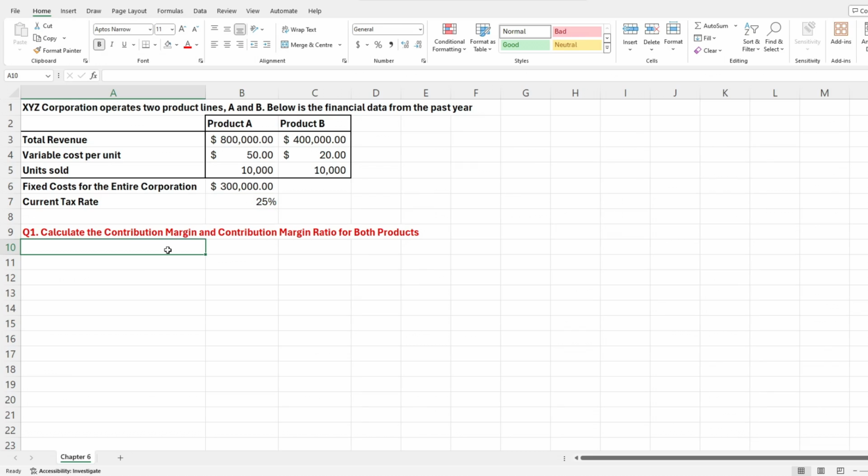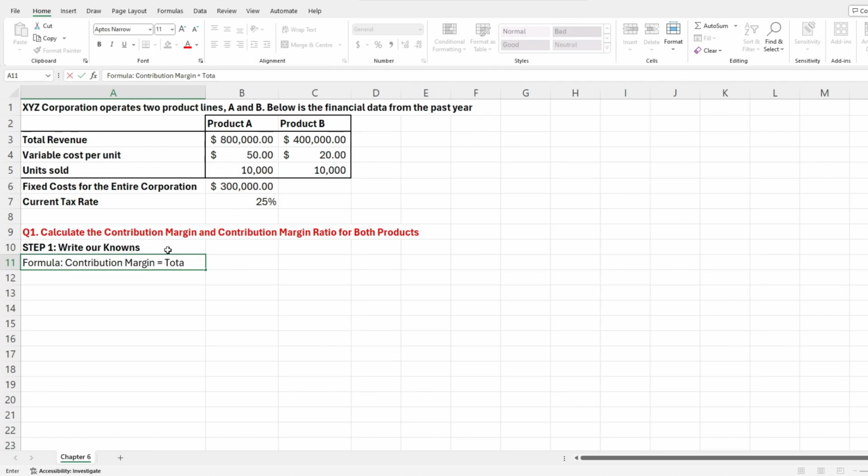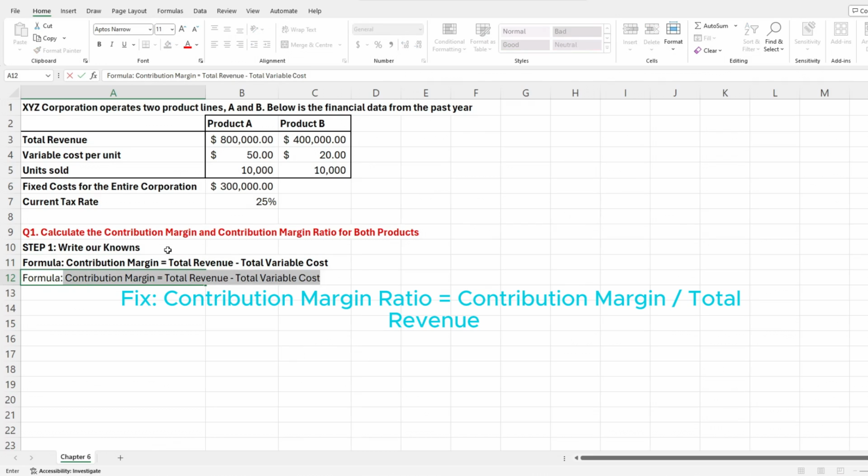So the first question, calculate the contribution margin ratio for both products. So the first thing I like to do is always to write my steps. So step one, let's write our knowns. And with our knowns, I always like to write our formula for the thing that we're looking for. So contribution margin is equal to total revenue minus total variable cost. And then our other formula, contribution margin ratio, is equal to contribution margin divided by total revenue.